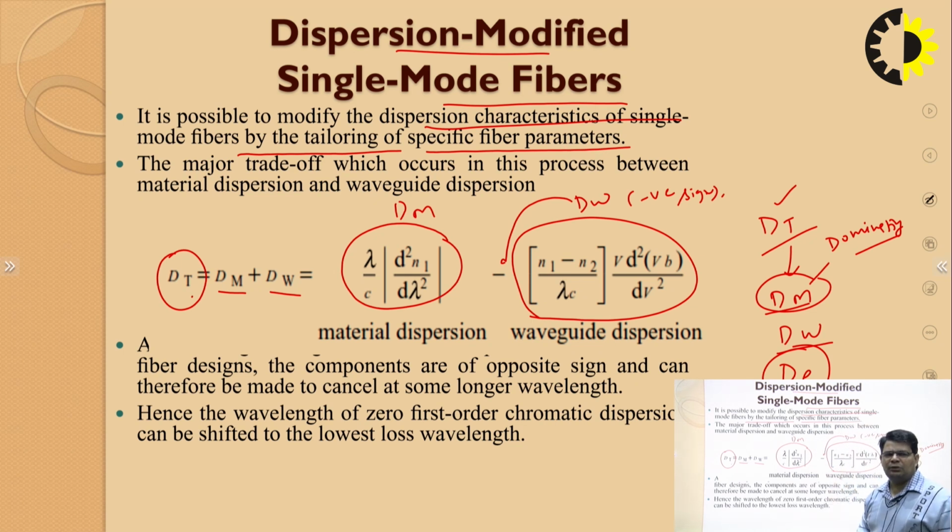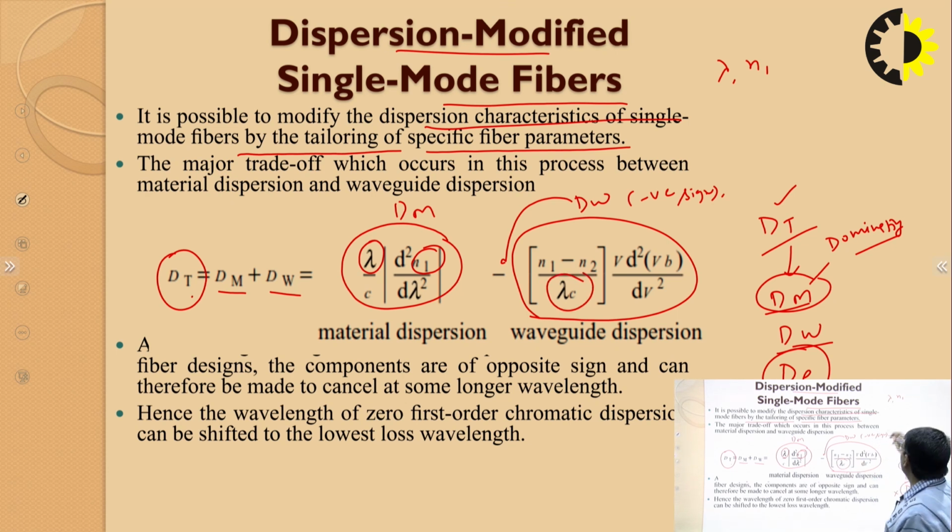The parameters which can be modified or changed are, for example, the operating wavelength lambda. Here we have the refractive index of the core n1. So lambda is there, n1 is there. Then we have cutoff wavelength lambda c. Then we have the V number, the normalized frequency. Then we have the normalized propagation constant b.